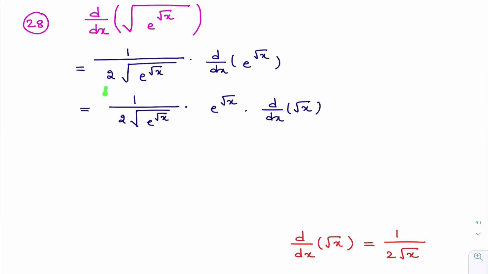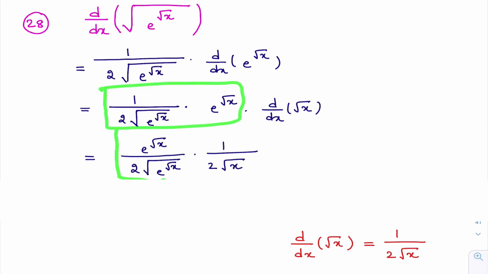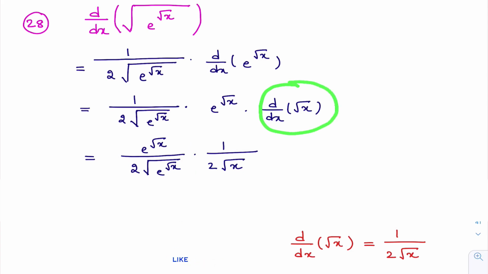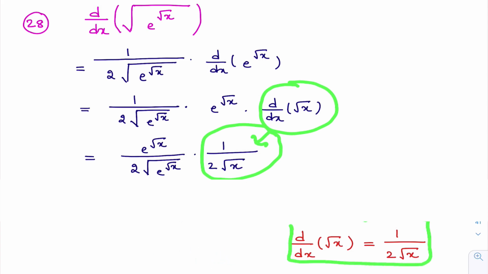So here if I multiply these two terms, what I'll get? e power root x divided by 2 into square root of e power root x into, now look this one, d by dx of root x. Derivative of root x is what? Derivative of root x is 1 by 2 root x, because we know this formula now.